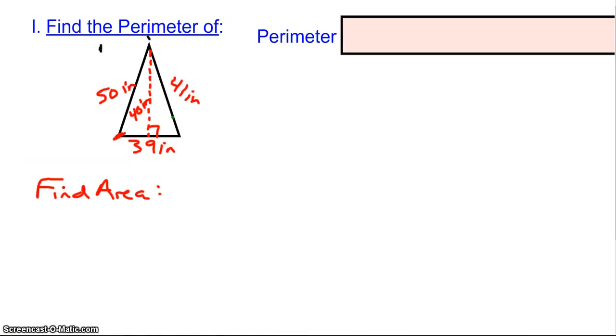So everybody, these are two-dimensional figures. So we will talk about perimeter and area. And I need a volunteer.